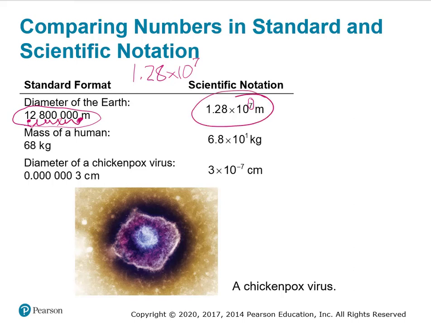The mass of a human? Now, 68 kilograms, it doesn't really make sense to write this in scientific notation. If anything, 68 kilograms is easier to write than 6.8 times 10 to the 1 kilograms.